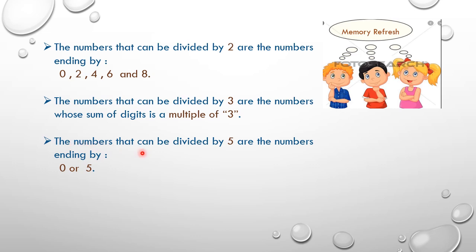The numbers that can be divided by 5 are the numbers ending by 0 and 5. Everything that ends with 0 or 5, so any number that ends with 0 or 5 can be divided by 5.